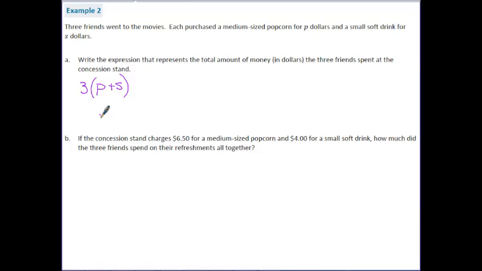Another way to think of it is separately. Each person bought a popcorn, so we would have 3 popcorns, plus each person bought a soda, so we would have 3 sodas. So notice these expressions are representing the same scenario. So you can have multiple ways to represent this. Another way might be to break it up even further, and you could show each person's popcorn and soda, popcorn and soda, and popcorn and soda for each of the 3 friends.